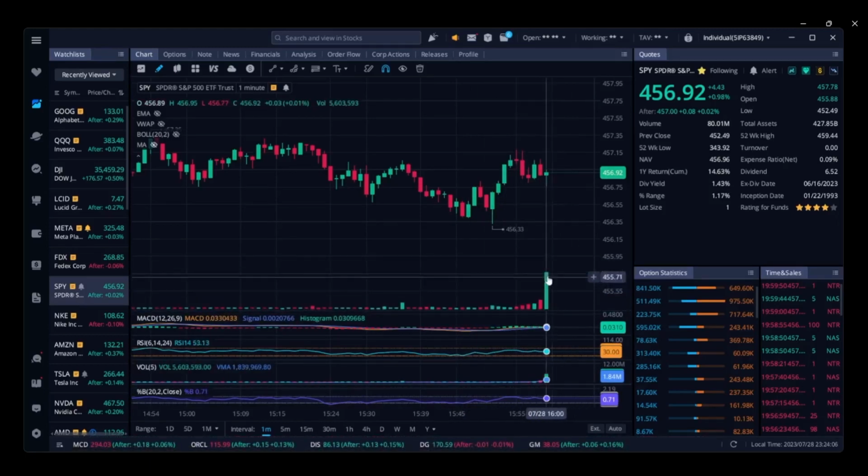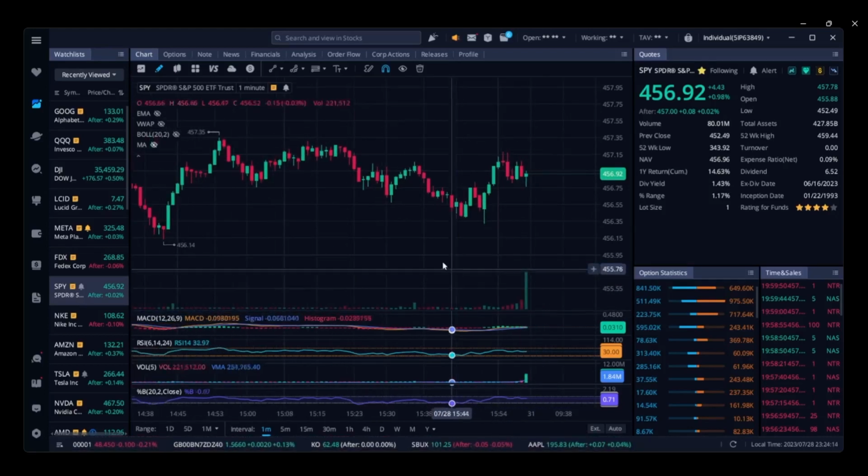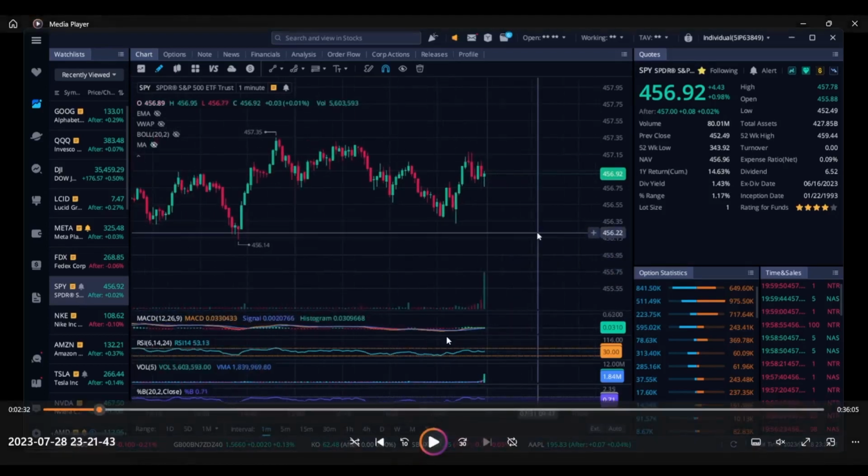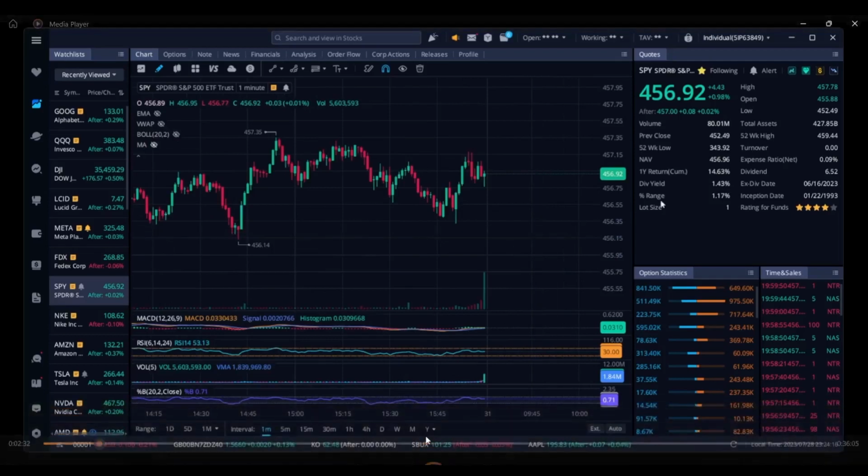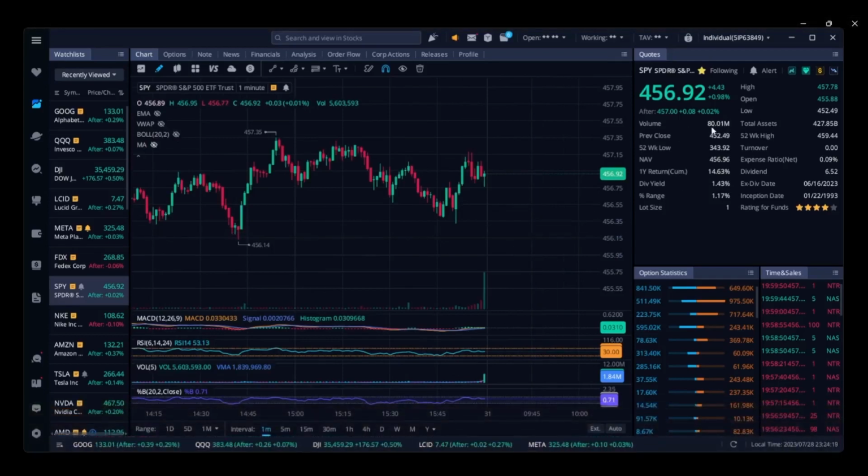So this candlestick you see right here, this is going to be the volume we're looking at. You see this big candlestick? That means it's a lot of volume. That means it's a lot of shares being traded. That's what volume means. You see that 80? What is it? 80 million? That's the volume. 80 million is how many shares are being traded.